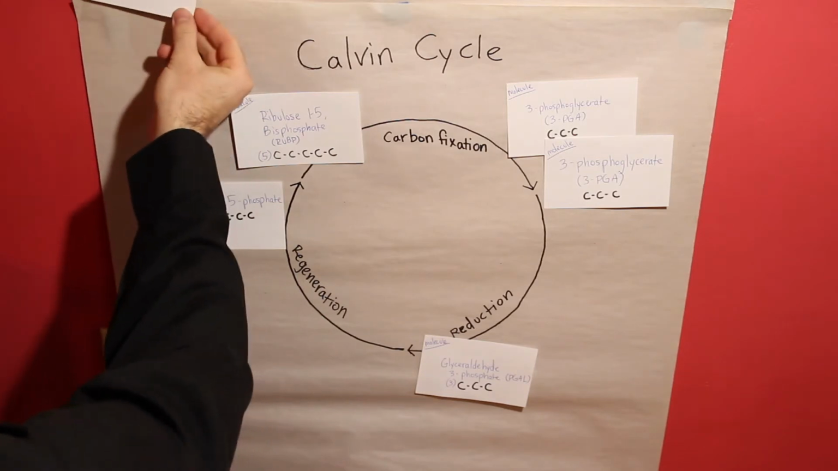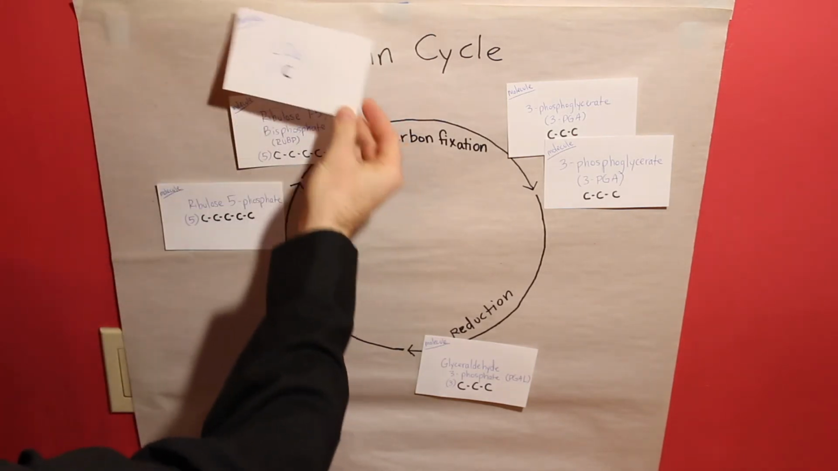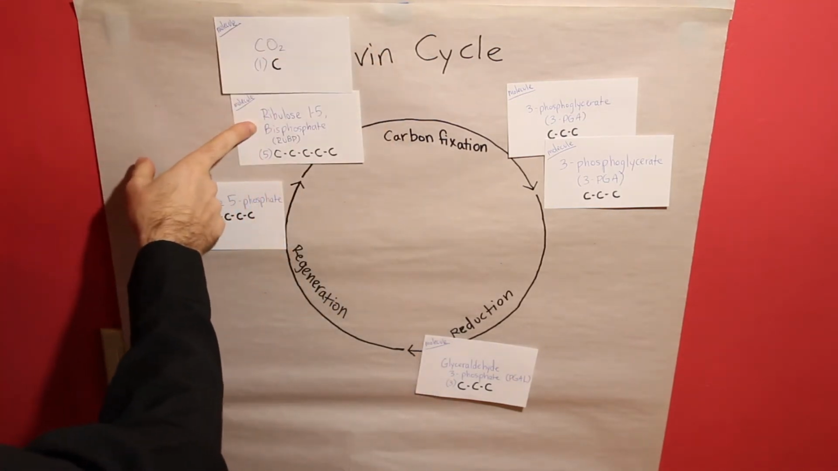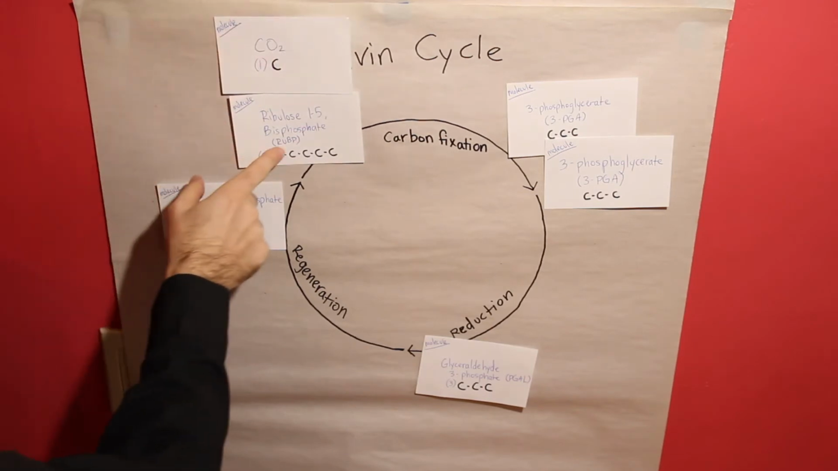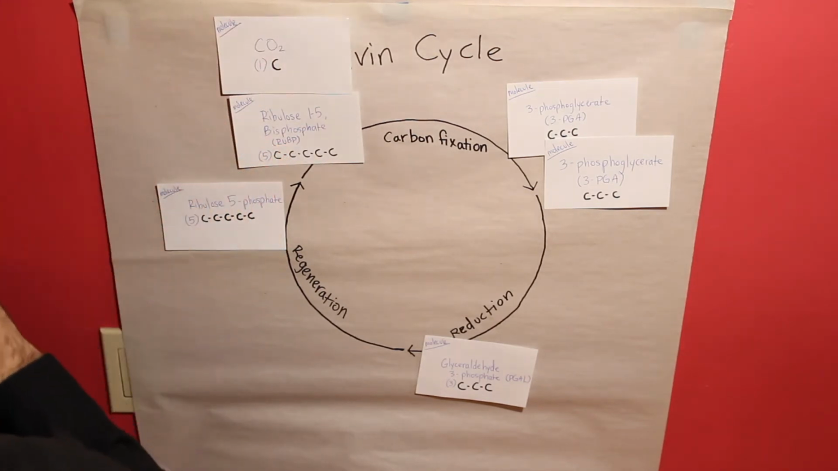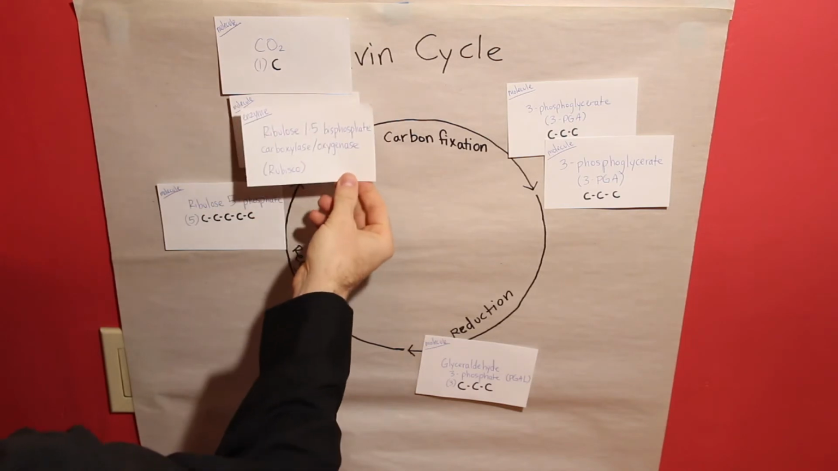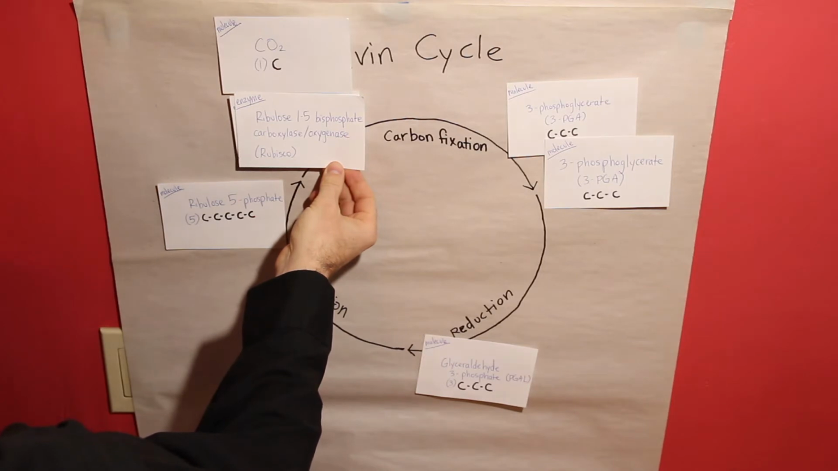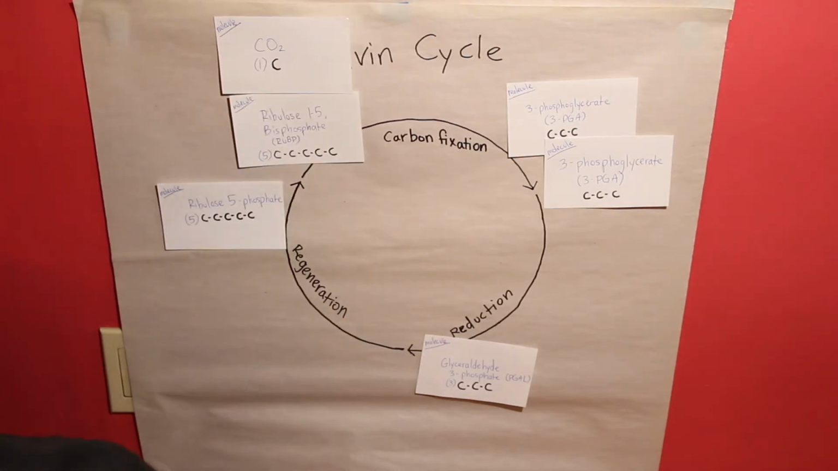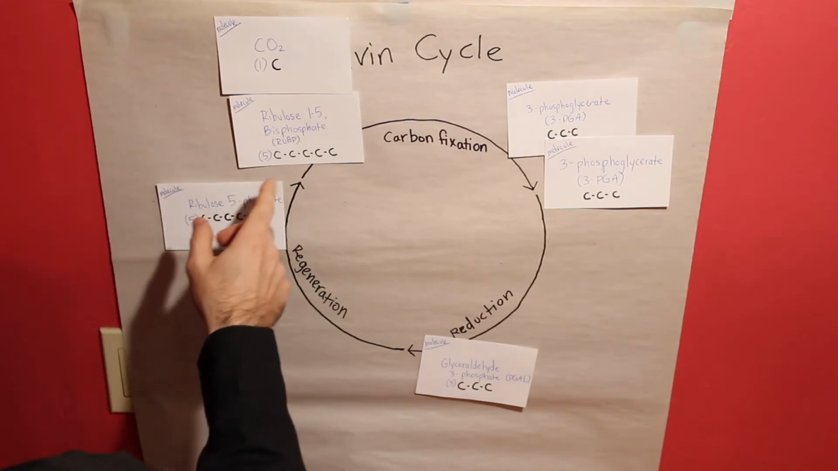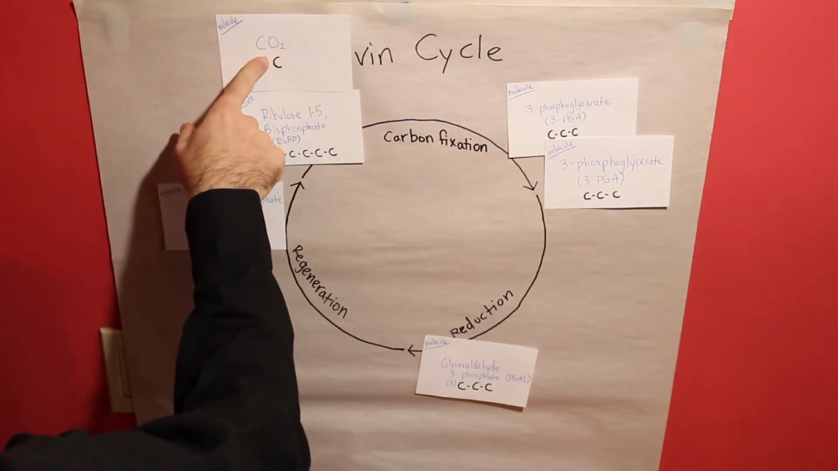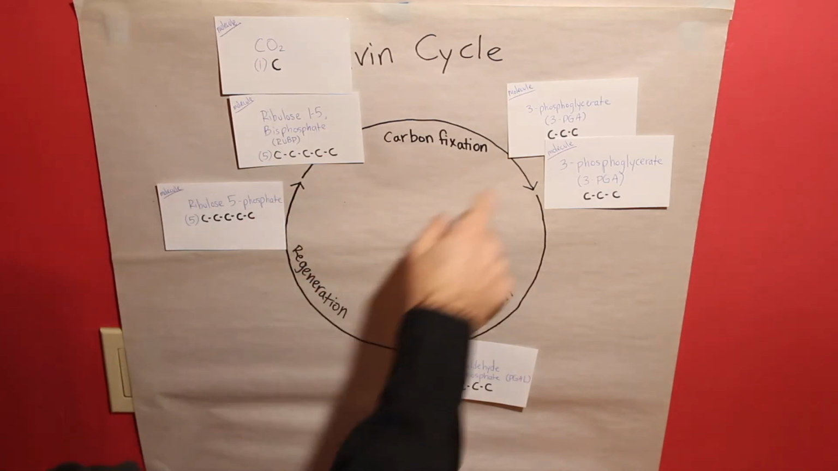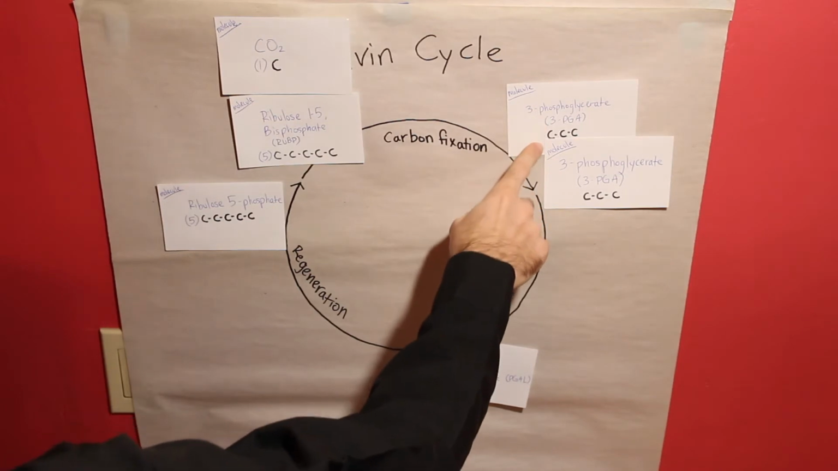So CO2 entering from the stomata combines with a 5 carbon molecule called ribulose 1,5-bisphosphate, or RUBP. This reaction is catalyzed by the enzyme ribulose 1,5-bisphosphate carboxylase oxygenase, also known as Rubisco. H2O hydrolyzes the 6 carbon intermediate molecule, 6 because we have 5 and 1 here to make 6, to make 2 3 carbon molecules called 3-phosphoglycerate or 3-PGA.